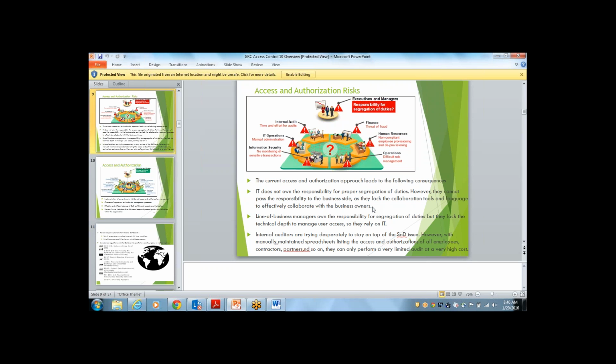Please take care of the segregation of duties properly from your side only. How can business people understand these technical things? They are lacking in technical stuff. Okay, if you say this, line of business managers own the responsibility for segregation of duties, but they lack the technical depth to manage user access as they rely on IT.